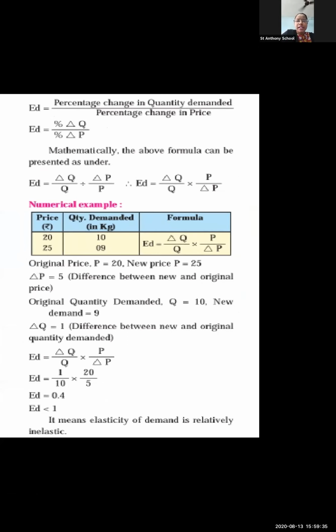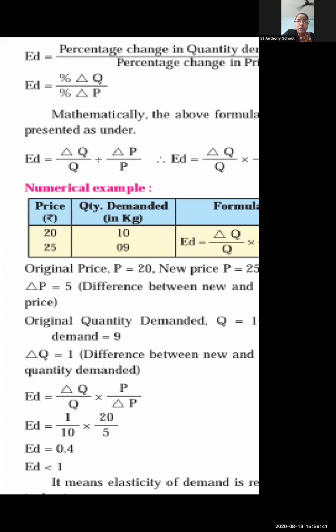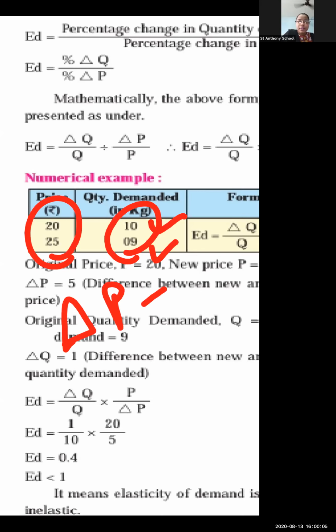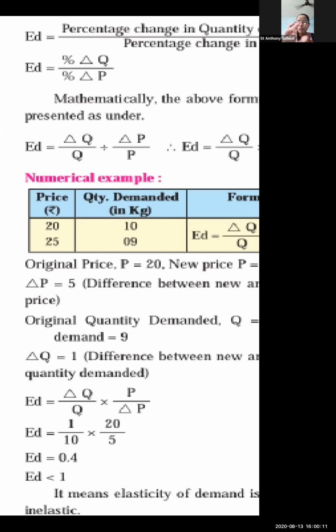Original price is P, new price is also P is equal to 25. They have written it over here. Original quantity demanded is 10 and the new quantity demanded is 20. You need to find out the change in Q. What is change in Q? Waiting for your response. 1. Yes, Joy. Other students also need to reply. What is the change in price? What is change in P? What will be your answer? 5. Exactly correct.